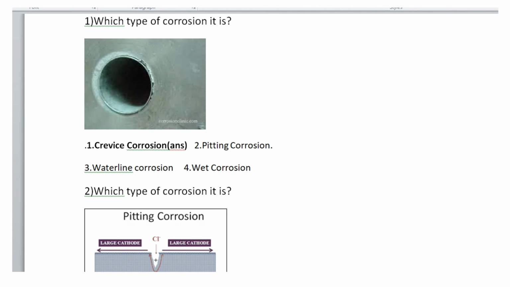Welcome students. This is the sixth part of important MCQs of basic chemistry. In this part we are going to see some diagram questions.